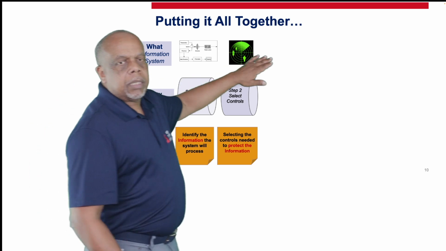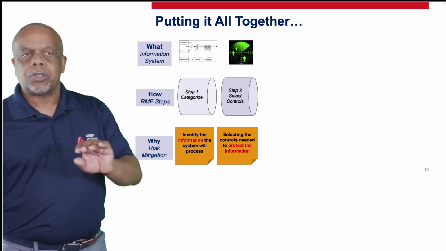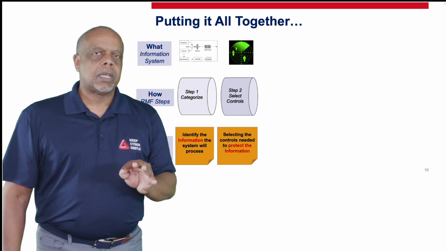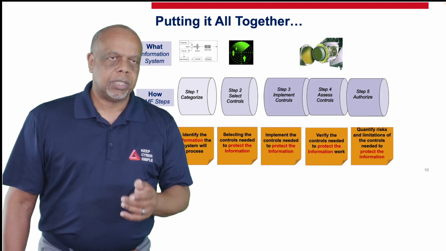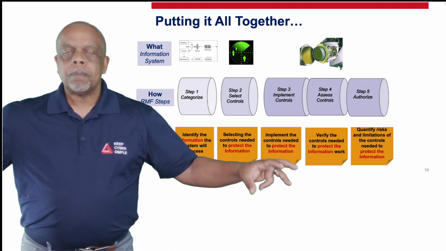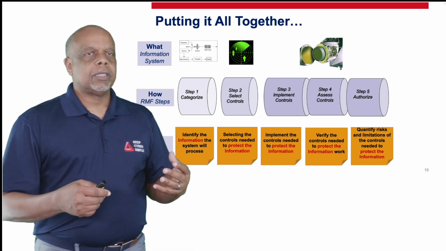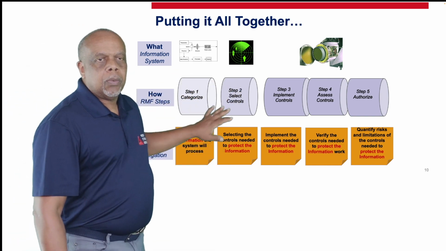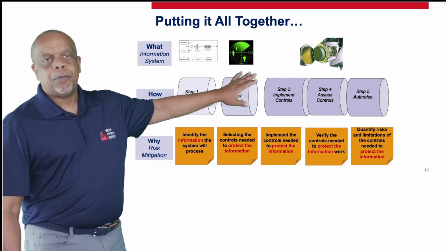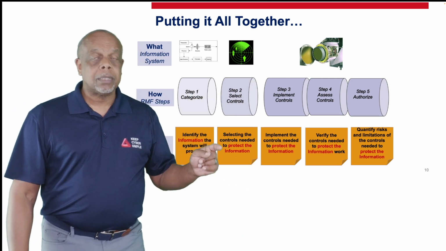Now, as we start to build out the capability more, we're going to select controls. So what we're doing, we're selecting controls needed to do what? Protect the information. In any class I teach, I'm always going to talk about the information more than the information system, because the information system is there to allow individuals who need information to communicate. It's not about the information system completely. Now, as we go into these other steps, we're going to implement controls that will allow us to protect the information. We go into step 4. We're assessing controls. Why? Because we want to verify the controls needed to protect the information work.